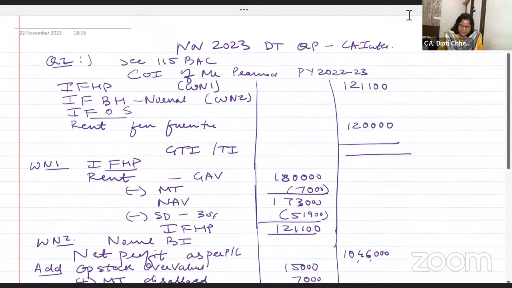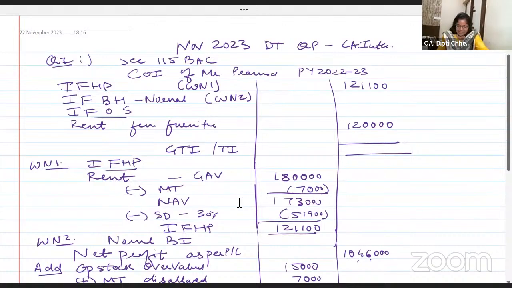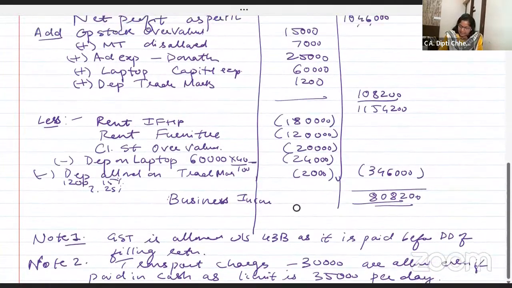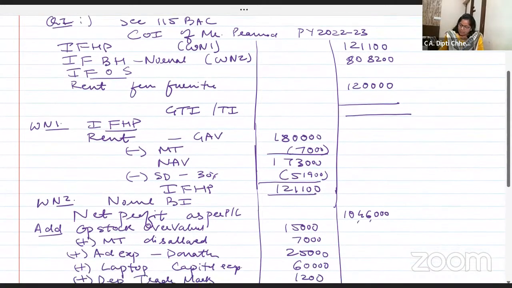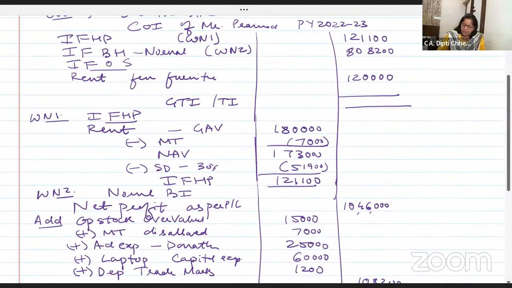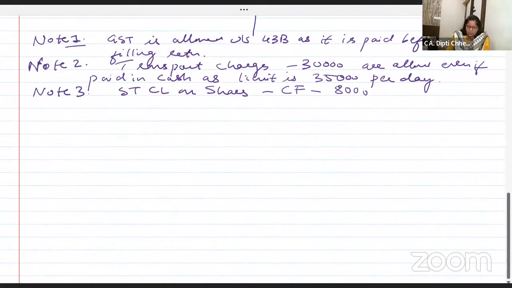So here we are in the calculation. Once again, income from house property we have calculated. Business head we have just calculated: 8,08,200. And rent from furniture will directly come in income from other sources. So how much is this? 8,08,200 plus 1,20,000 plus 1,21,100. So your gross total income is 10,49,300.